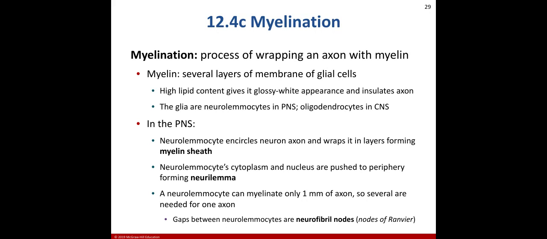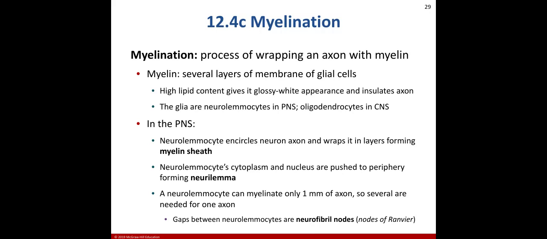It has a high lipid content, so it has this sort of white, shiny appearance. It's going to insulate the axon, and in the peripheral nervous system, those are the neurolemmocytes, and it's the oligodendrocytes in the central nervous system. In the peripheral nervous system, you've got that neurolemmocyte encapsulating that neuron axon. It wraps it in layers, and we call it myelin sheath.